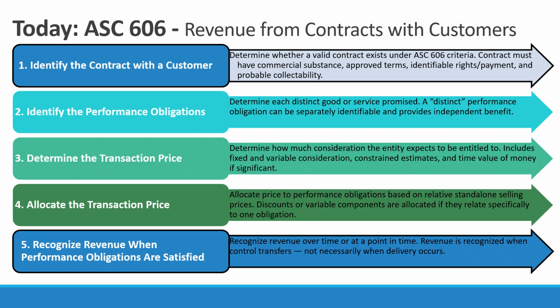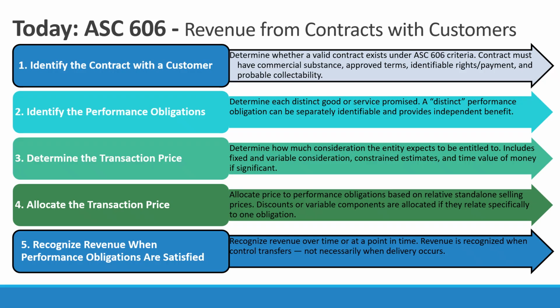There was a major shift from the old earned and realizable concept to something more flexible and globally consistent because it aligned with IFRS 15 and is illustrated here with this 5-step model. Starting with the identification of the contract. That means we need a valid contract, and not just any contract, that must meet the requirements of ASC 606, including commercial substance, approved terms, identifiable rights and payment, and probable collectibility.